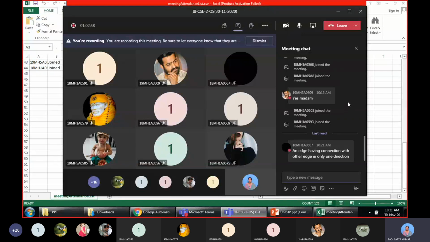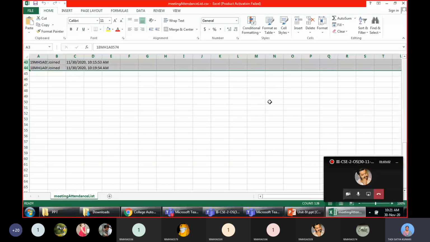An edge having connection with another edge in only one direction. Very good, ma. Roll number 67. Very good. So we have a direction, and that is called a directed edge. Whatever edges you have in a resource allocation graph, all are directed edges.